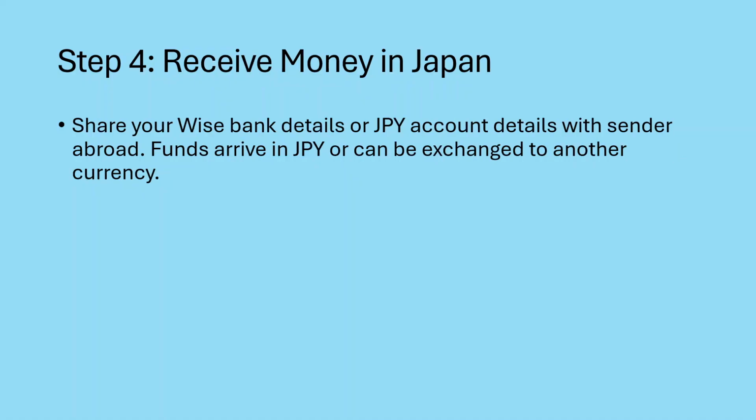Step 4. Receive money in Japan. Share your Wise bank details or JPY account details with sender abroad. Funds arrive in JPY or can be exchanged to another currency.